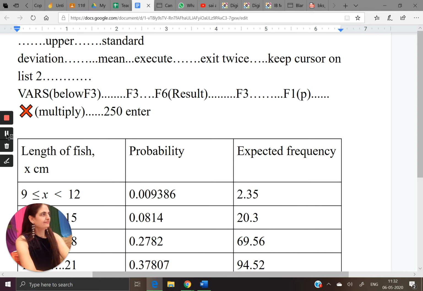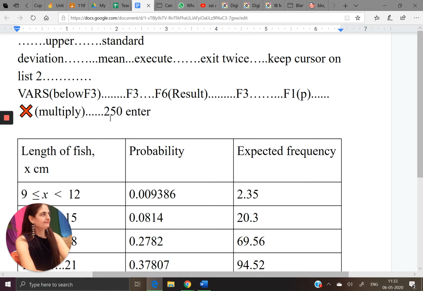Now, after this, we need to calculate the expected. So we enter the frequencies and find the probability, and then after you finish finding the probability through normal NCD, you exit twice. Bring the cursor on list 2 and then follow these steps. Bars, which is below F3, and then enter F3. After that F6, which is the result. Again come back to F3, F1, which will write a P on your screen. Then enter multiply. After multiplying, write 250 there because this is a survey length of 250 fishes.